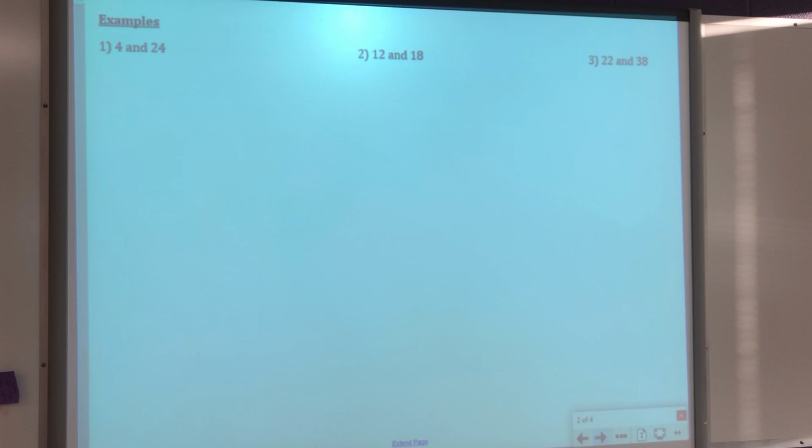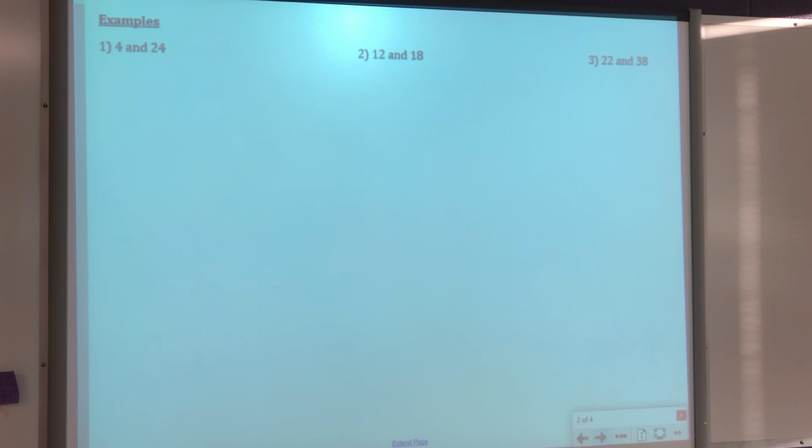So our first example, we have 4 and 24. Okay? Now, I don't have to do this. I already know what the greatest common factor between 4 and 24 is. But I've been doing this for a long time.